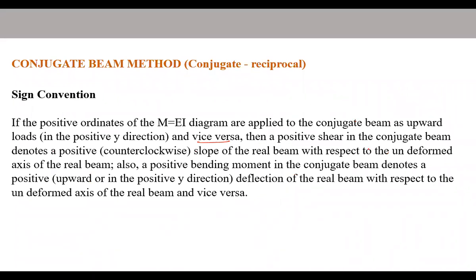Then the positive shear in the conjugate beam denotes a positive slope, a counterclockwise slope of the real beam. The positive bending moment in the conjugate beam denotes a positive, that is upward, deflection in the real beam. So whatever you derive, if it is a positive slope, it is a counterclockwise rotation. And a positive bending moment is an upward, positive deflection.